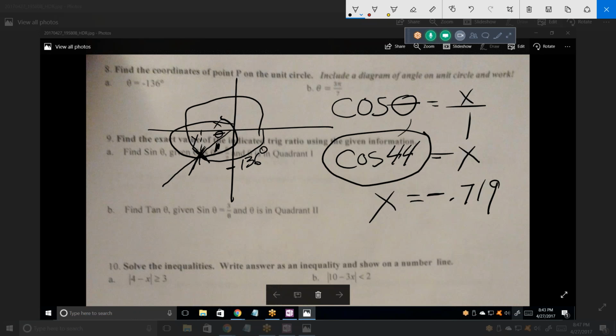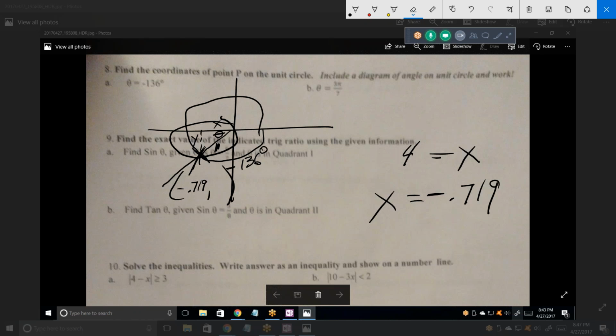So we actually only figured out the x coordinate, negative 0.719. What's the y coordinate? I forgot. What's the y coordinate going to be? Give me a trig function. Whenever you're trying to solve problems like this, always try to start out your equation with a trig function on the left. In other words, figure out the trig function you want to use, and then start with the trig function of that angle.